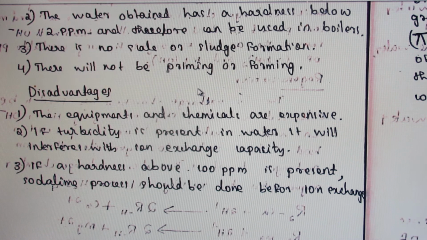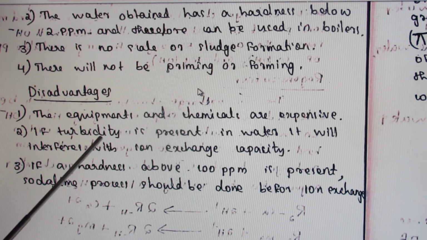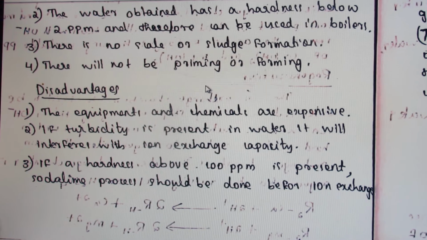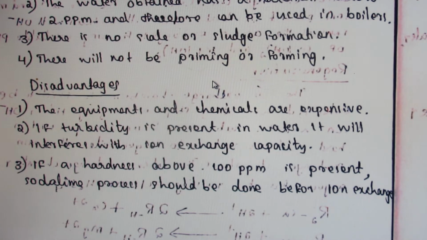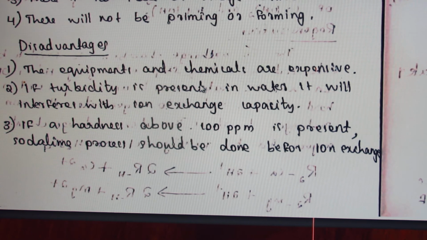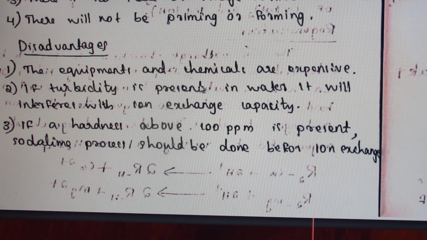Then two or three disadvantages are there. One is that the equipment and chemicals are expensive in nature. The second one is that if turbidity exists, that means if muddy water is there, it will interfere with the ion exchange capacity. One more thing is that if the hardness is above 100 ppm, this ion exchange method is not really possible. So we can use the lime soda process or soda lime process.